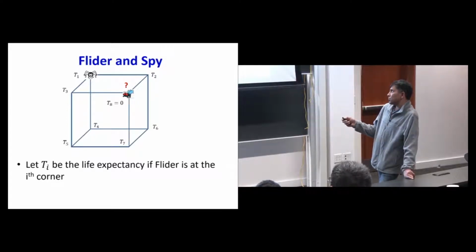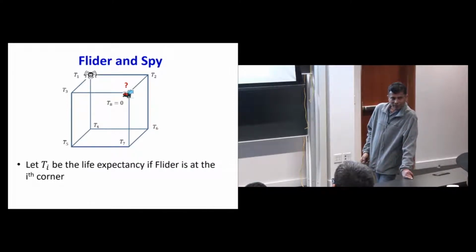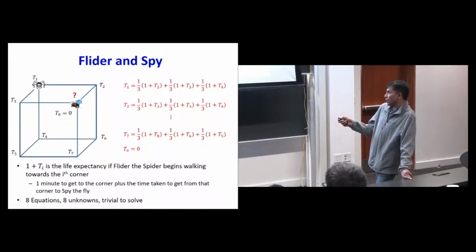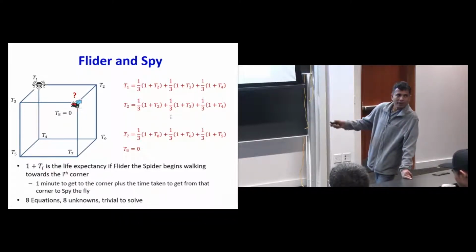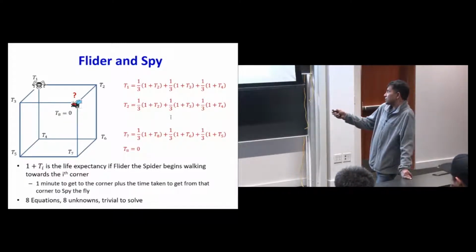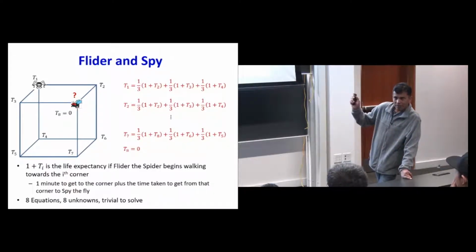Over here, what is the probability that the spider is going to go along this edge? 1/3, right? Along this edge is also 1/3. Along this edge is also 1/3, right? So I can write the formulae out, right? Out here, if the spider is out here, let's say the life expectancy is T1. With probability 1/3, it is the time taken to go here plus the life expectancy from here, right? With probability 1/3 is the time taken to go from here to here plus the life expectancy from here. And with probability 1/3 is the time taken to come from here to here plus the life expectancy from here. So I can say T1 equals 1/3 of (1 plus T2) plus 1/3 of (1 plus T3) plus 1/3 of (1 plus T4). Right? Everybody see what I'm doing out here?